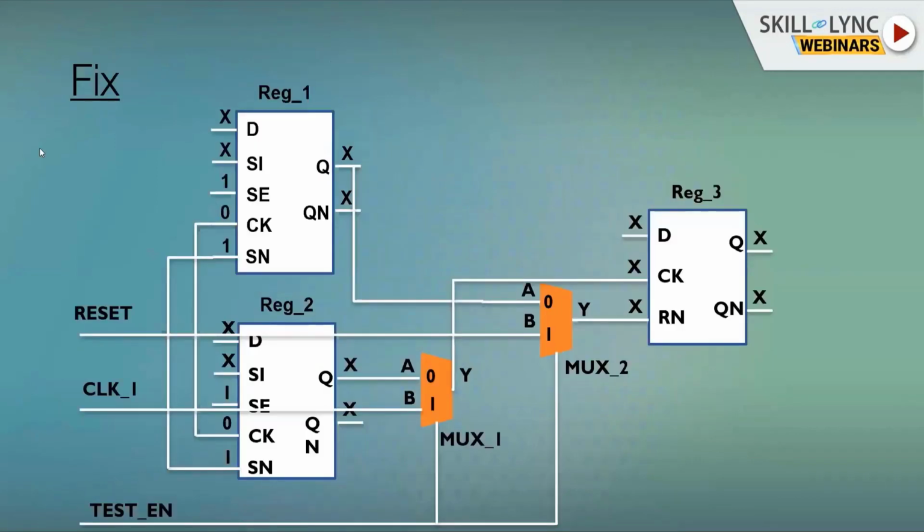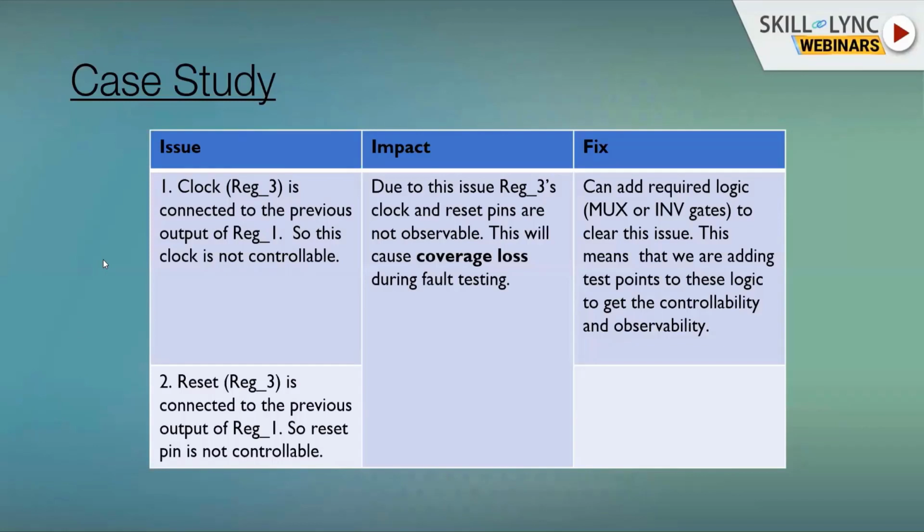So here, as I showed in the scan live issue, two muxes are inserted between the scan logic. One is for controlling the clock pin and another is to control the reset pin. The reset of register 1 is connected through one multiplexer and the clock pin of another register is connected to the other multiplexer. All these are given to register 3. The fix is that we have added a multiplexer to clear this issue. This means we are adding test points to this logic to get controllability and observability of the circuit. This is how we do it in industry.